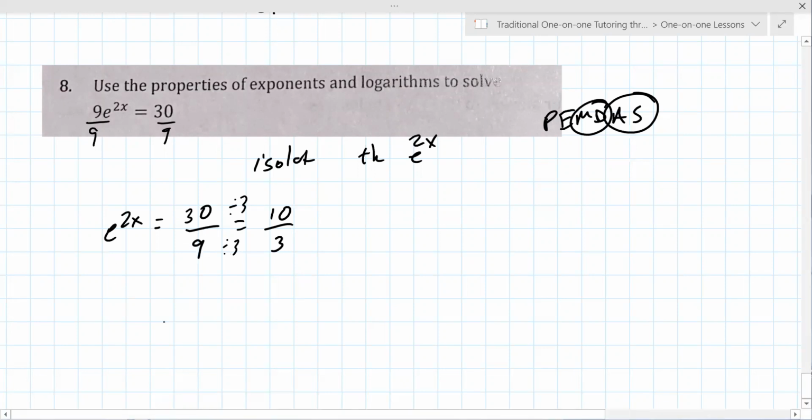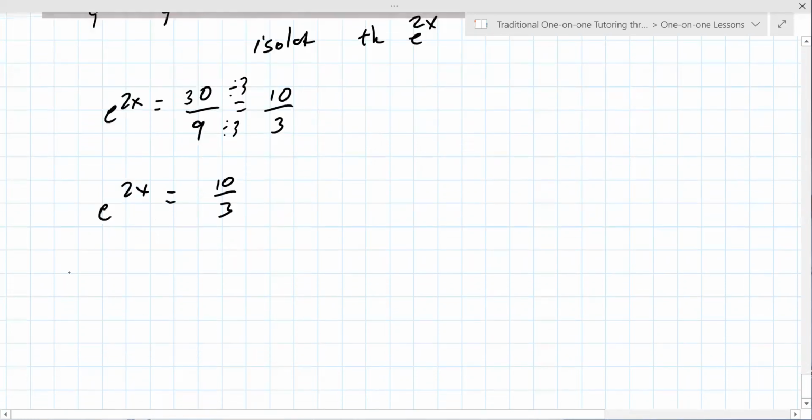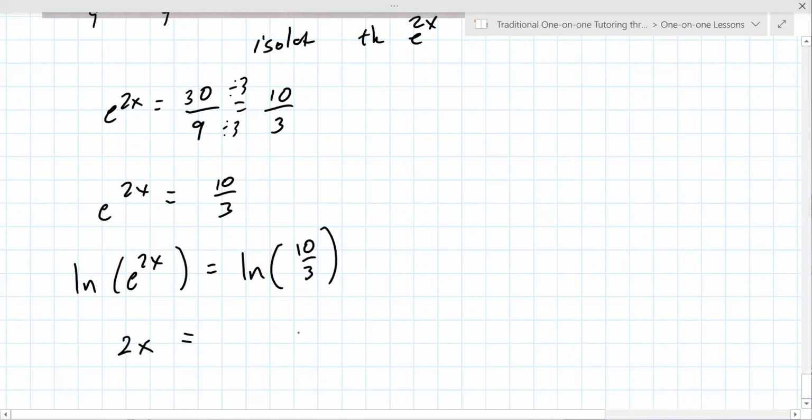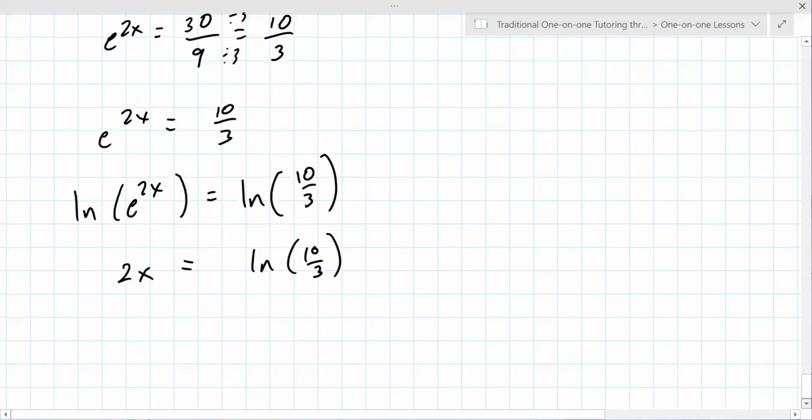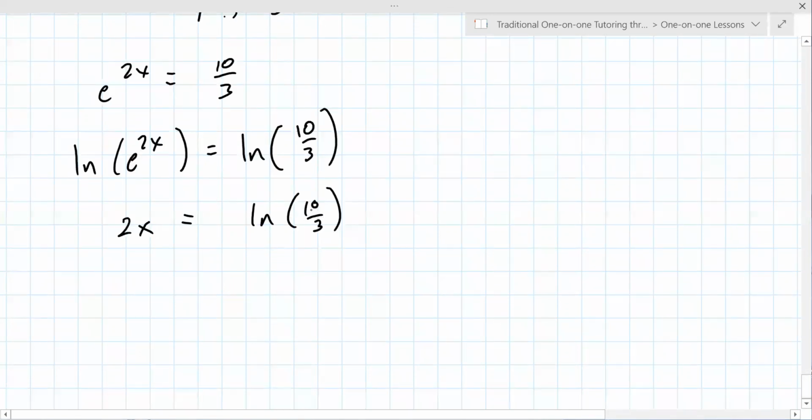Okay, how do you undo e again? You remember that from earlier? ln, yes. Great. So you take the ln of both sides. So this is 2x equals ln of 10 over 3. Now you might start expanding this, but you don't have to, because it's already compact right here, and you don't necessarily need to.